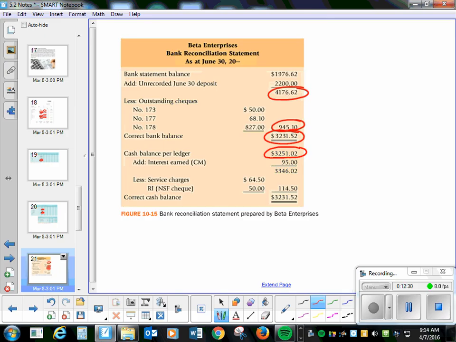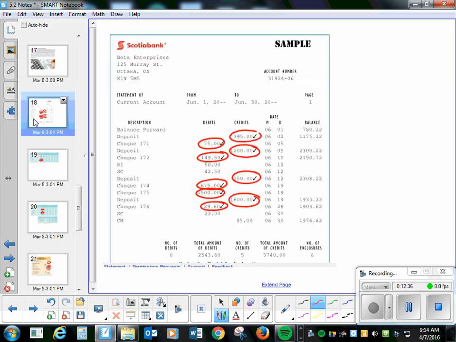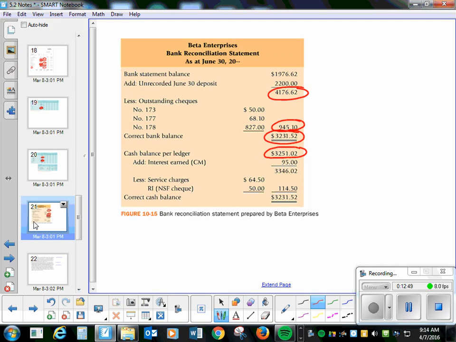Now if you notice, I don't know if I can find it. You see this here, right here, this $95, and it says CM. That's a credit memo that you didn't know was going to be there. So that's an interest earned. So you need to add that together to get 3,346.02.